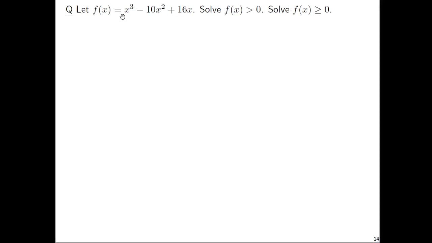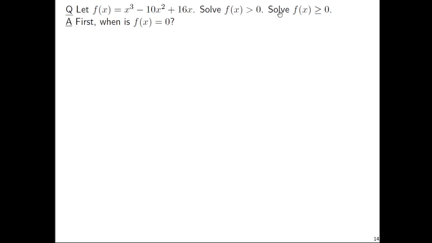Let's practice another one. How about now f of x is the function f of x equals x cubed minus 10x squared plus 16x. We'll solve f of x greater than 0, and we'll solve f of x greater than or equal to 0. So first, when is f of x equal to 0?